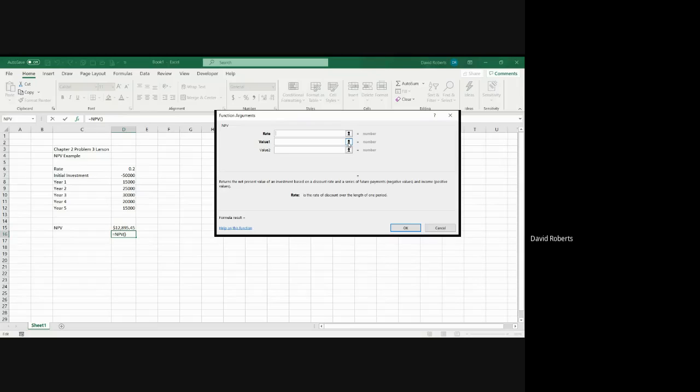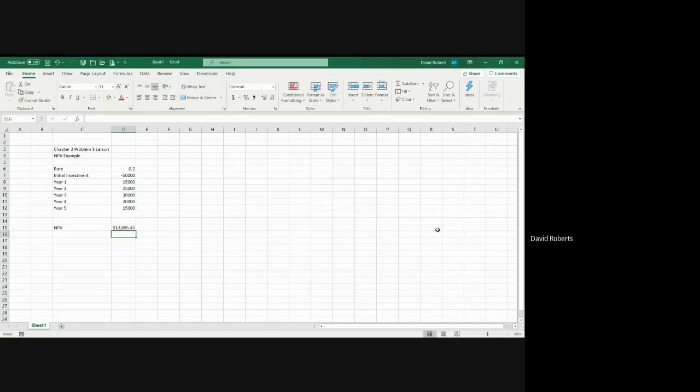And then I have to add the initial investment, but the initial investment is negative. So I'm adding a negative, or I'm subtracting, however you want to word it. And you'll get the correct answer.